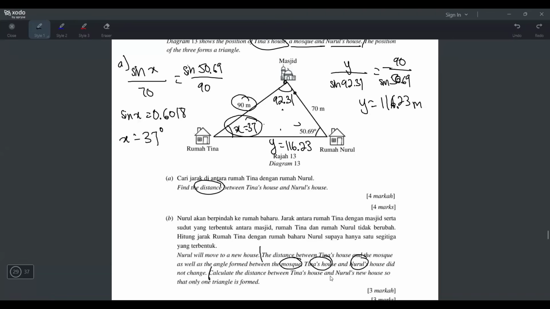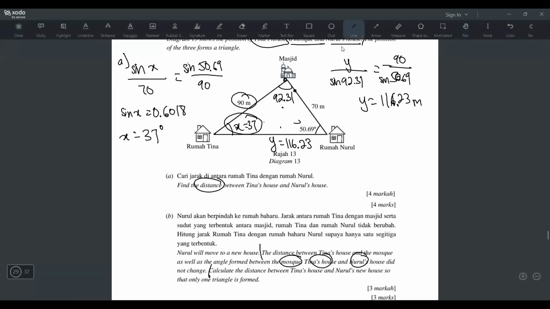Calculate the distance between Tina's house and Nurul's new house. Okay, the distance between Tina and Nurul's house is 116.23, but this one is the old distance. Now there's a new distance because Nurul got a new house, right? So yeah lah, I think confirmed already. This one is an ambiguous case. As you can see, this line is shorter, 70, compared to this one, which is 90. So definitely there will be an ambiguous case. And then tambahan pula, this angle is less than 90. So yeah, there will be an ambiguous case, and it will be like this.